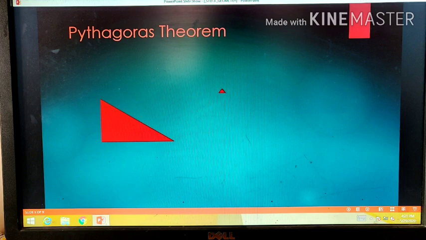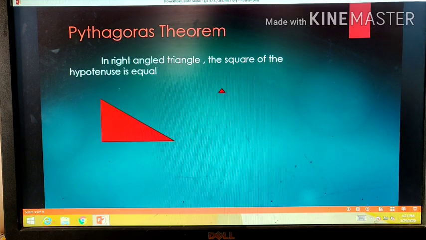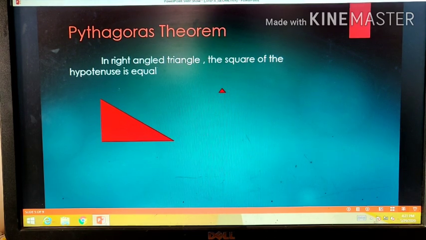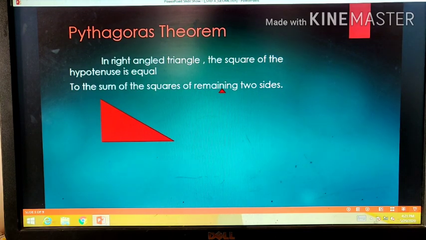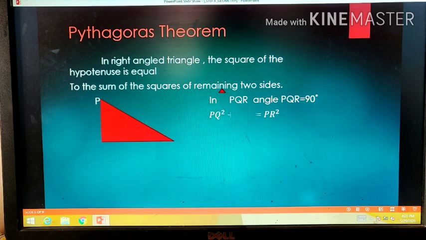So first, let's see what is the meaning of Pythagoras theorem. Students, you are familiar with Pythagoras theorem. In 7th standard you learned this theorem. According to this theorem, in a right angle triangle, the square of the hypotenuse is the sum of the squares of the remaining two sides.